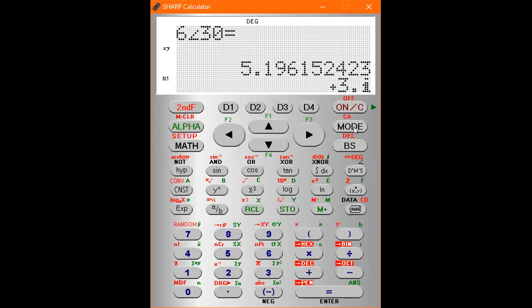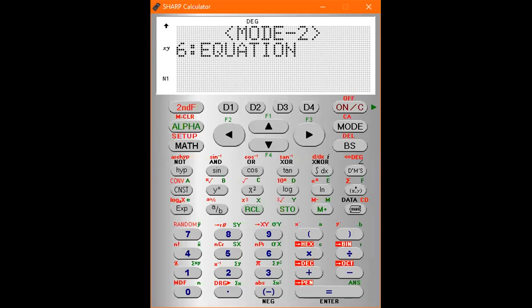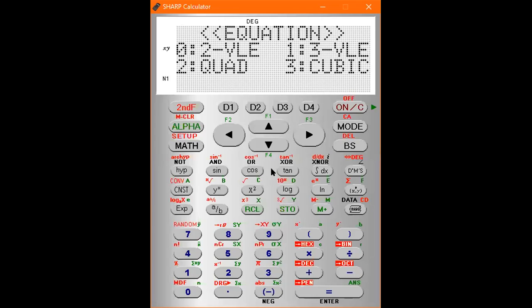So to get there, we press mode, and that's our last option, which is 6. And then you have this menu. So 2 and 3 variable linear equations are linear equations, which means that your x and y cannot have any exponential values. So it will just be x. So ax plus by plus c. And then your 3 variable would be ax plus by plus cz plus d. Okay. And then, of course, your quadratic equation is ax squared plus bx plus c, and your cubic would be ax cubed plus bx squared plus cx plus d.